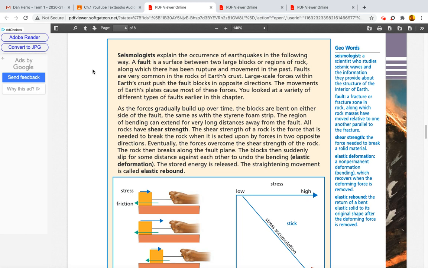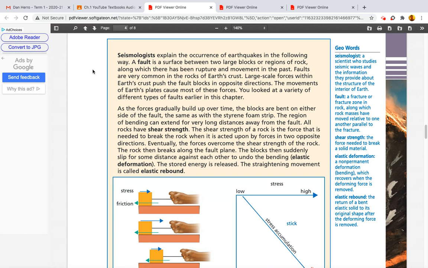As the forces gradually build up over time, the blocks are bent on either side of the fault, the same as with the styrene foam strip. The region of bending can extend for very long distances away from the fault. All rocks have shear strength. The shear strength of a rock is the force that is needed to break the rock when it is acted upon by forces in two opposite directions.